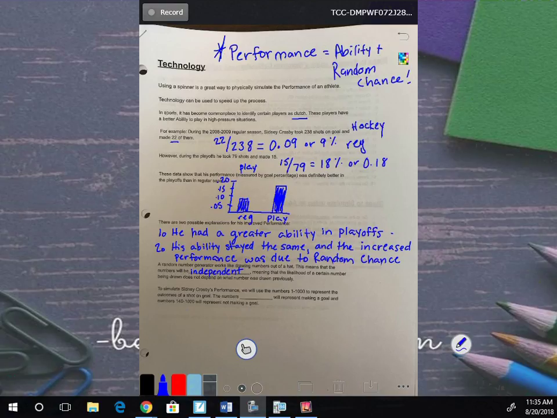To simulate Sidney Crosby's performance, we are going to use the numbers 1 through 1,000 to represent the outcomes of a shot on goal. The numbers 1 through 90, that goes in the blank, will represent making a goal. So if we get any of those numbers, he made the goal. The numbers 91, so this is a typo, that 140 should be 91, through 1,000 will represent not making a goal.